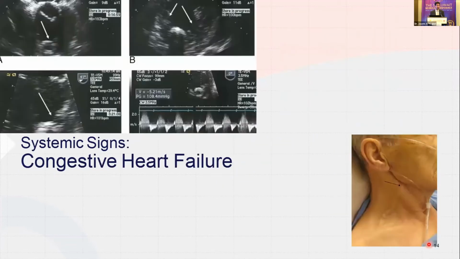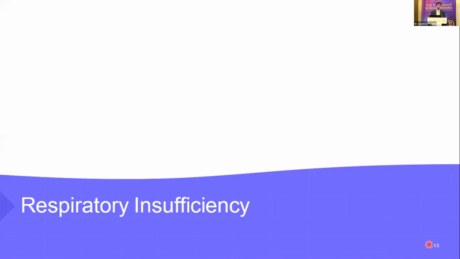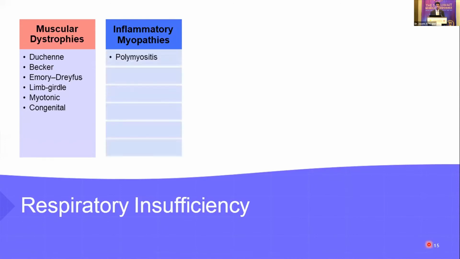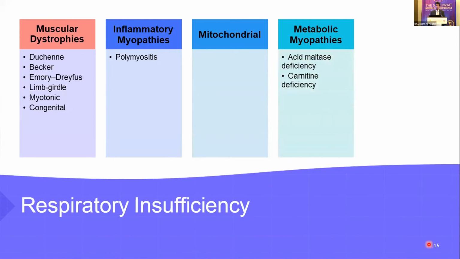A patient could have congestive heart failure rather than the conduction abnormalities. And this is seen in nemaline myopathy, acid maltase deficiency, polymyositis, Duchenne, Becker, myotonic dystrophy, and again, Emery-Dreifuss. If a patient has respiratory insufficiency, then you're looking for muscular dystrophies, the same ones as before, and inflammatory myopathies, more prominently polymyositis, mitochondrial diseases, and metabolic myopathies, acid maltase deficiency, and carnitine deficiency.